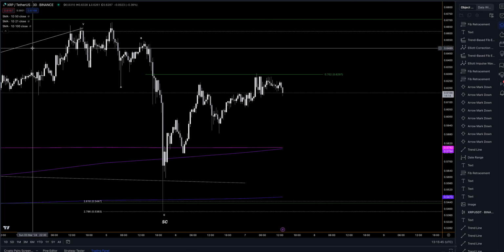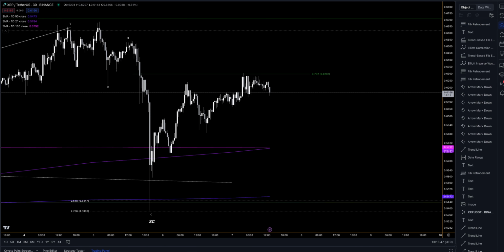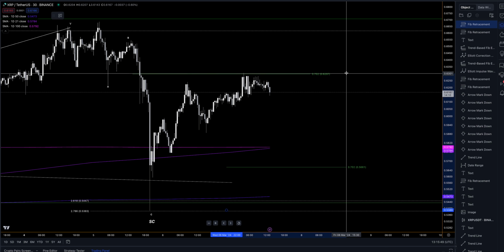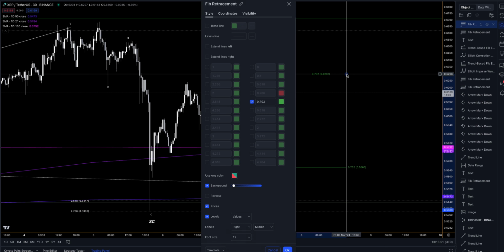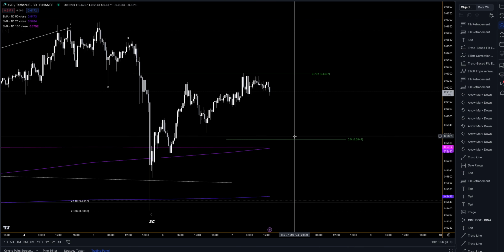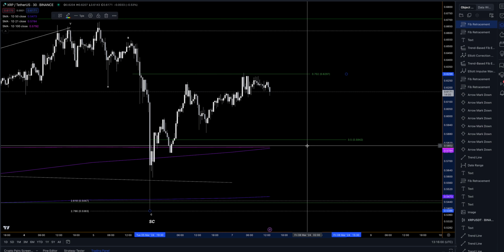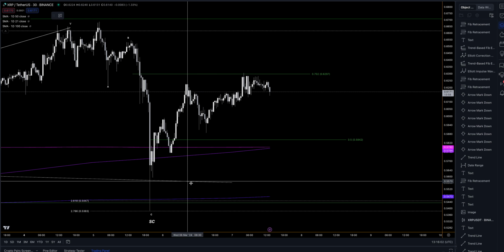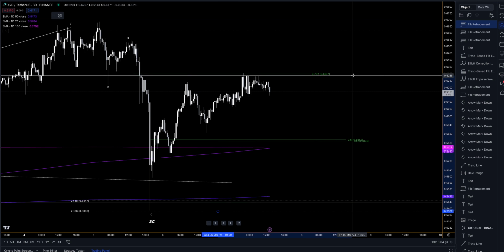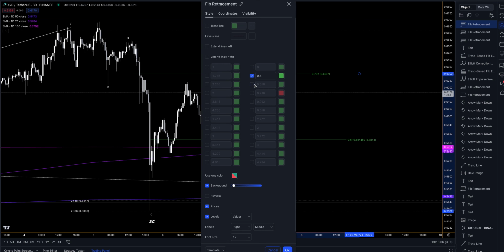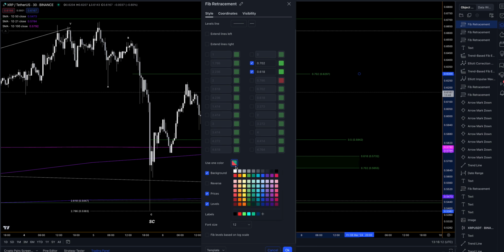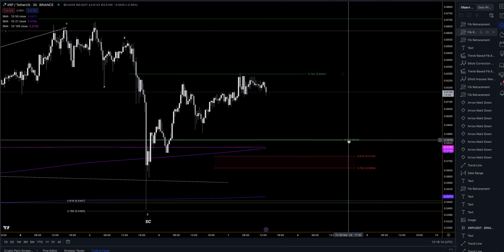So it wouldn't surprise me if the market maker, or whales, you could say, bring the price back down below your equilibrium into discount territory, with your 618 and 702 being your draw on liquidity.